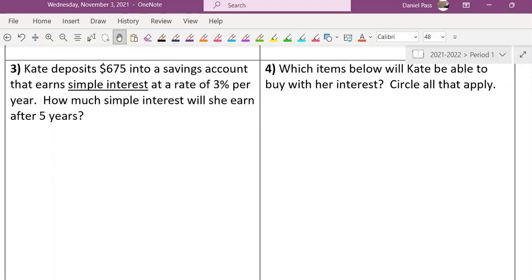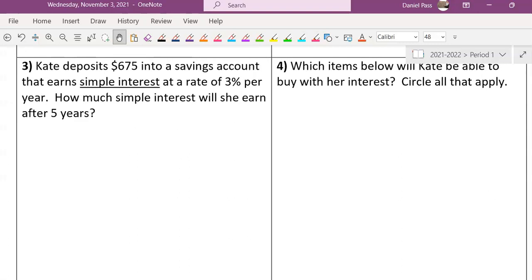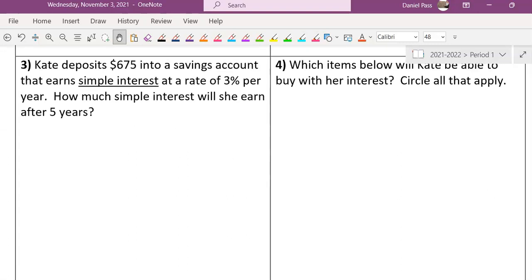Kate deposits $675 into a savings account that earns simple interest at a rate of 3% per year. How much simple interest will she earn after 5 years? Okay, do you want to pick a color? Blue. Okay, go ahead.